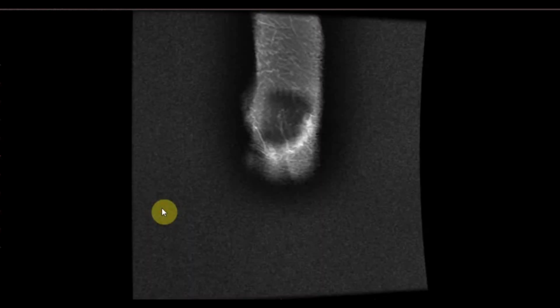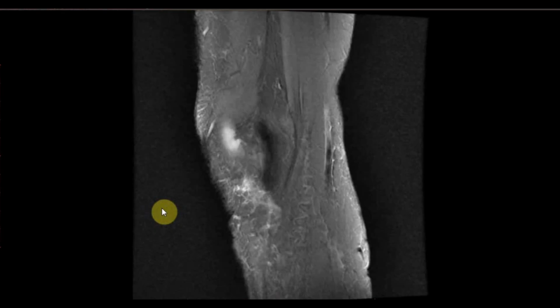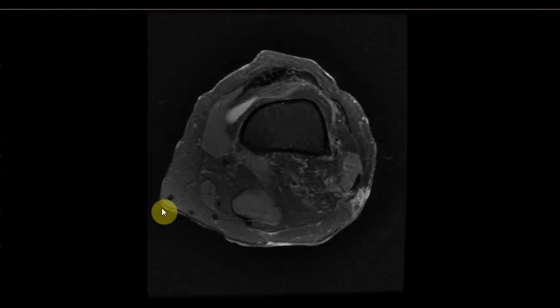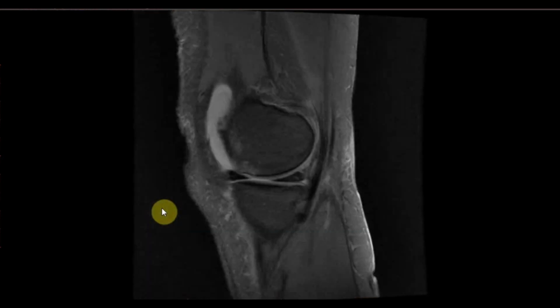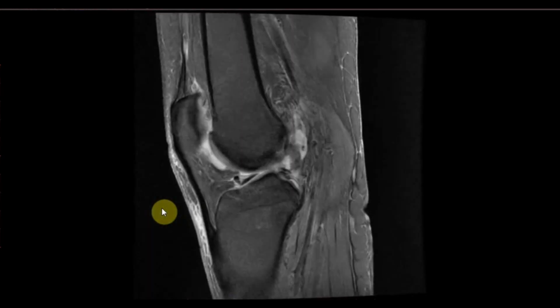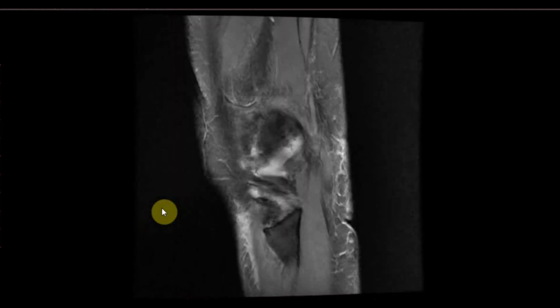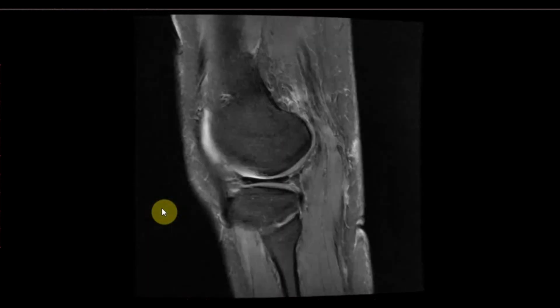Let's move to the next case. This is a case of a 45-year-old female who presented with trauma in the knee joint, acute trauma.